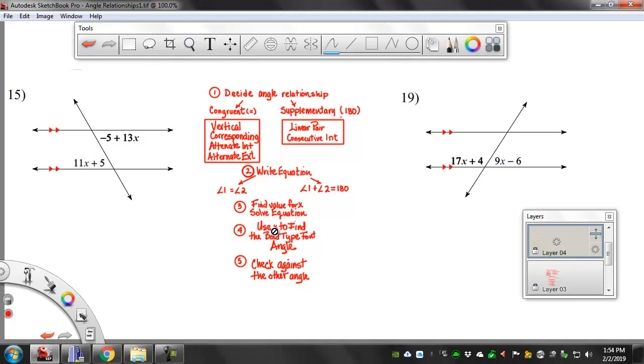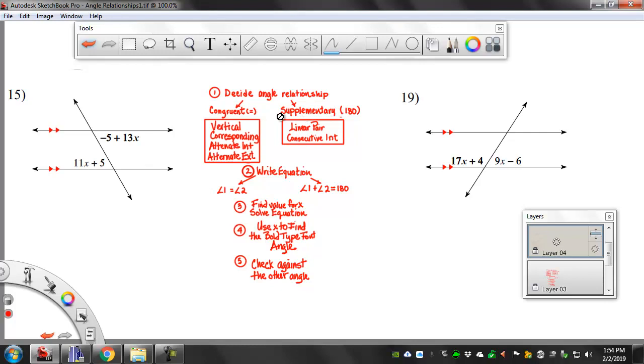So after that step, used to find the bold-faced type angle, a good thing to do is whatever value you have for x, you put it in the second one. In this case, these 2 angles should be equal, so if I put the x in the bold-faced one, it should also be the same measurement as when I put it in the other angle that it's equal to.